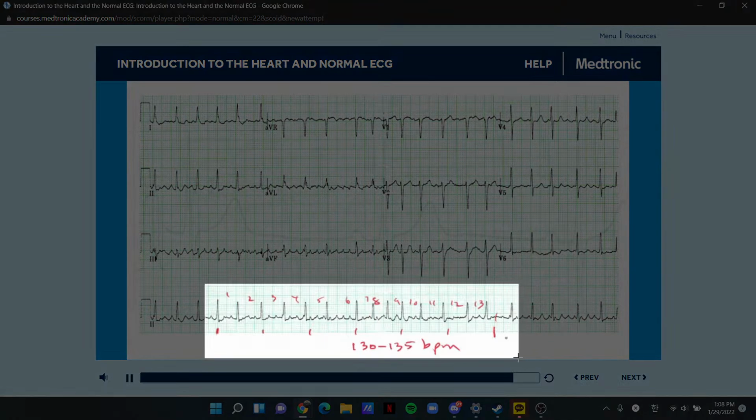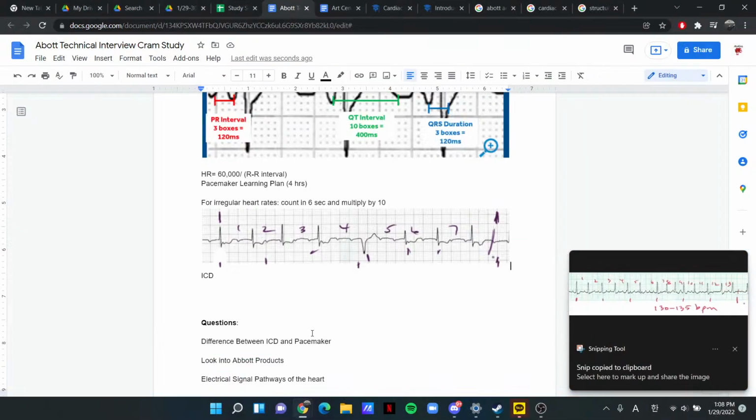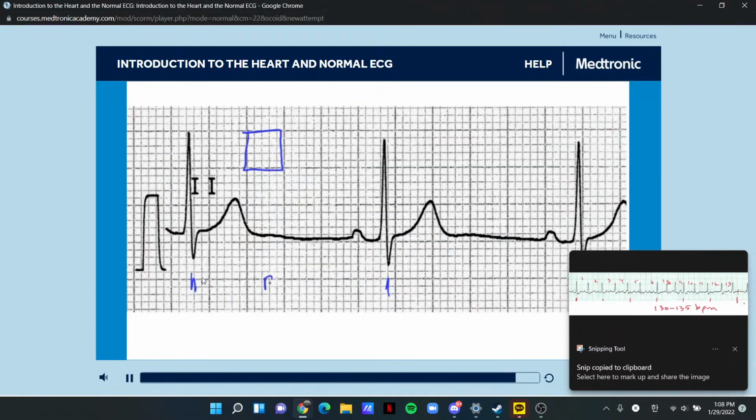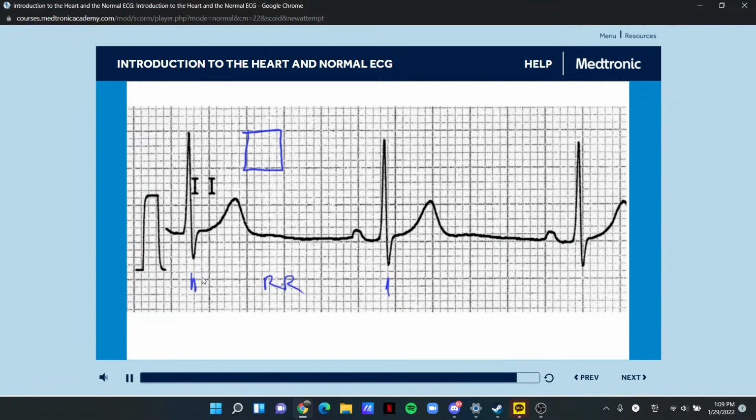In summary, we learned the importance of the ECG grid in measuring heart rate. We learned that the R to R interval can be used to calculate the heart rate by dividing that number into 6. We learned intervals. This measured QRS duration interval and learned how to calculate.